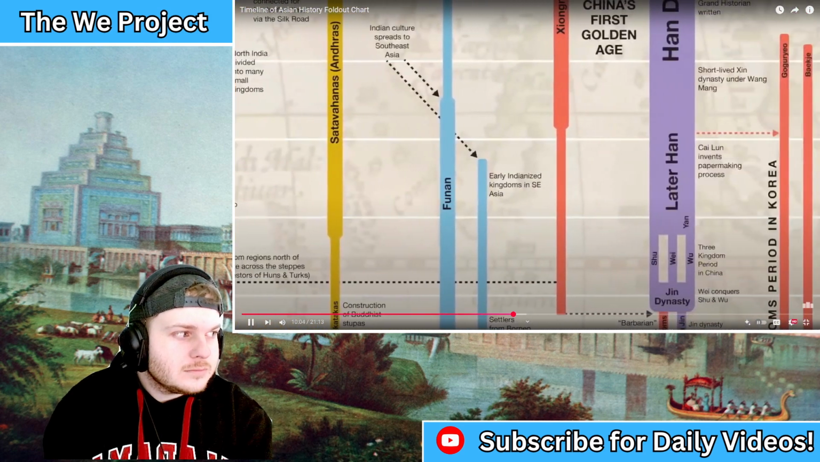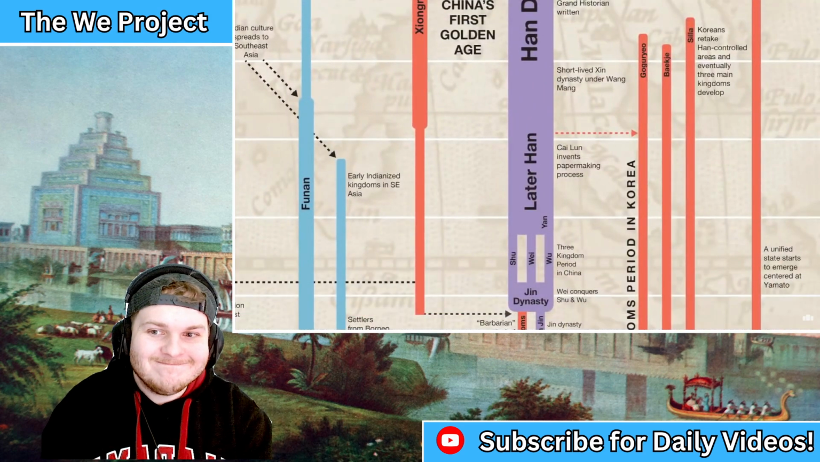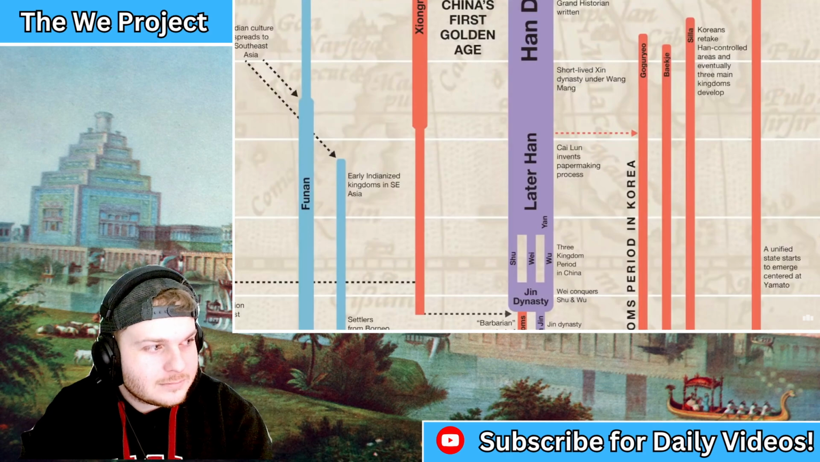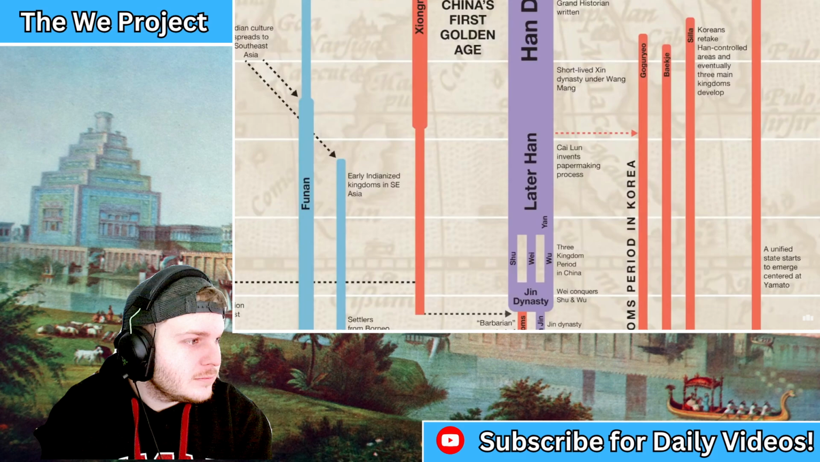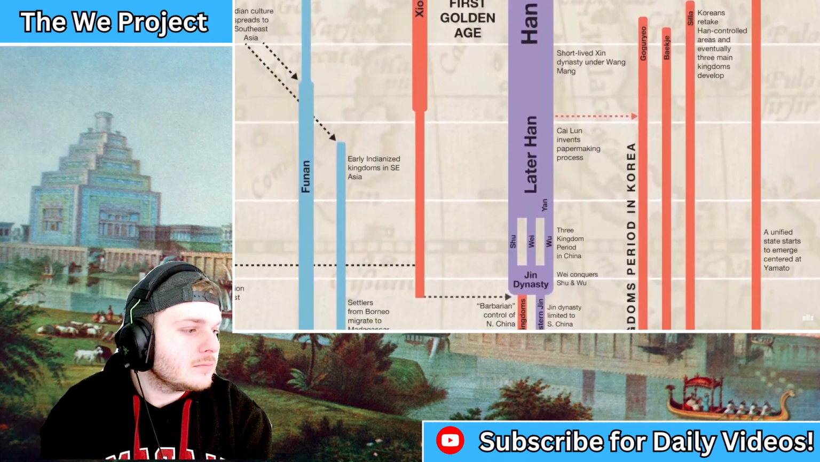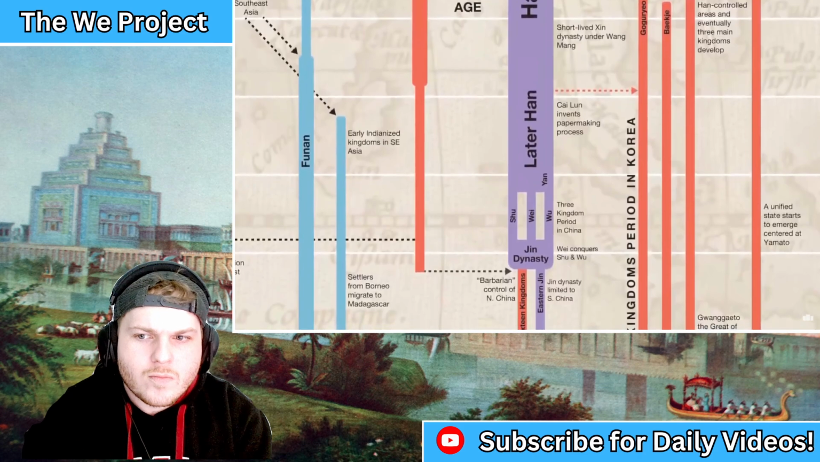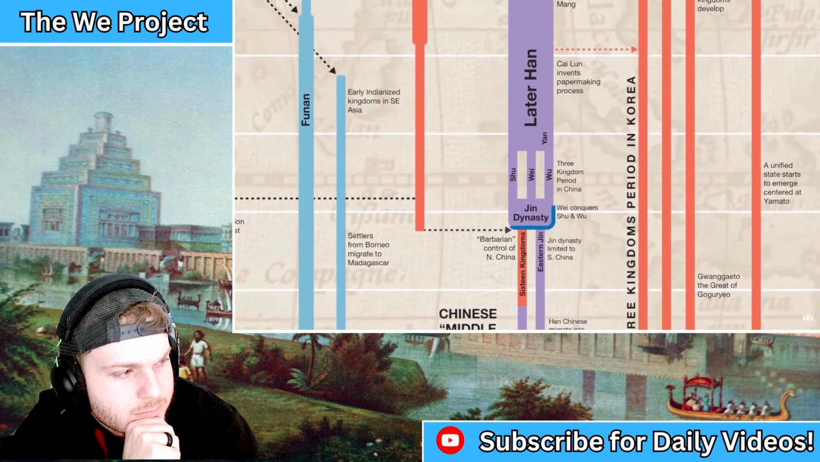Around that same time, paper, as in the same kind of paper that we still use today, was invented in China by a man named Kai Lan. But as with all great empires, the Han dynasty eventually came to an end, splitting into 3 kingdoms in the 200s CE. One of those 3 kingdoms, Wei, eventually conquered the other 2, establishing the Jin dynasty.